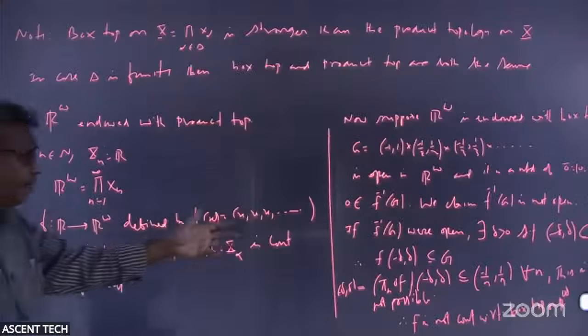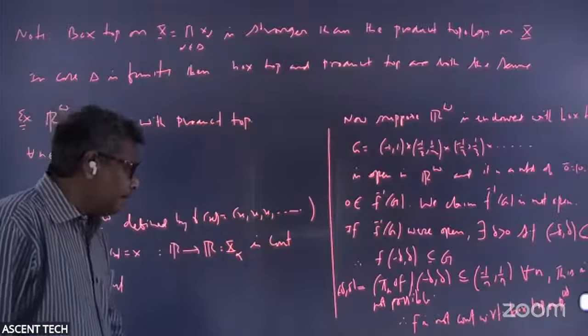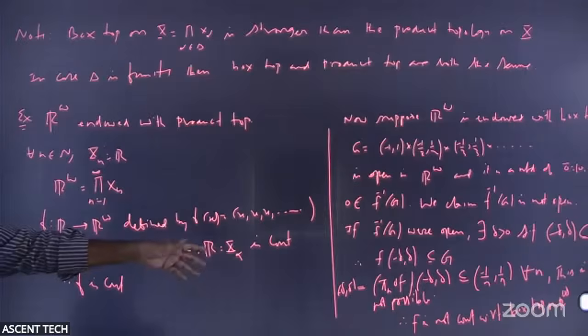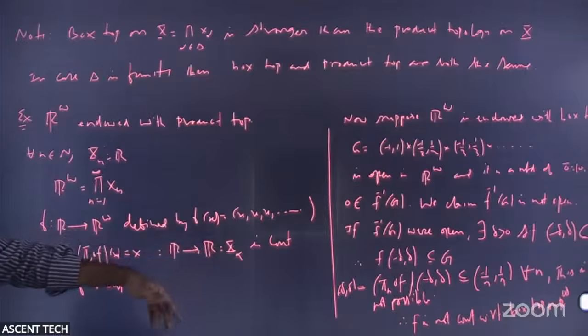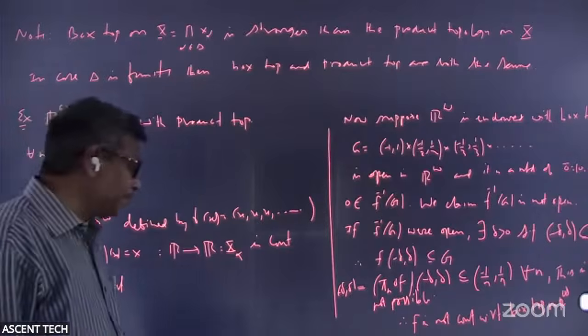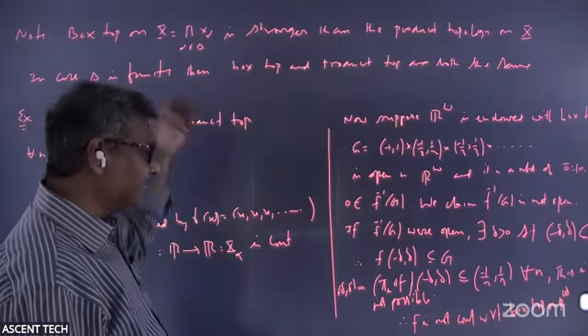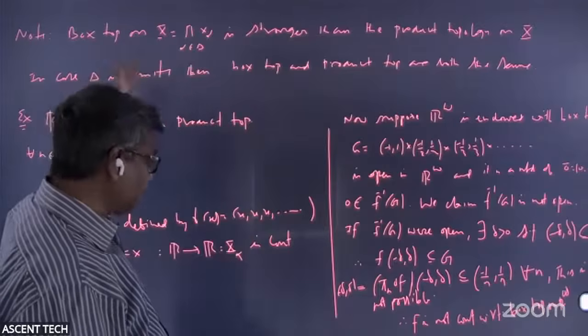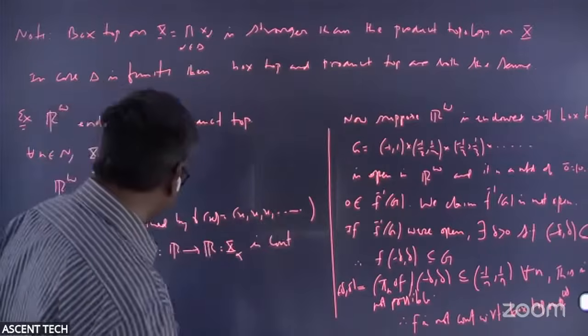All the pi n's are continuous anyway, because this is a stronger topology. All the projections are continuous, right? Because I have a big topology. But pi n circle F is not continuous for all n. Anyway, F is not continuous. I'm not insisting that pi n circle F should be continuous for all n. I'm not saying anything of that sort, because all pi n's are continuous. If F were continuous, pi n circle F should be continuous too. But this is what it is.